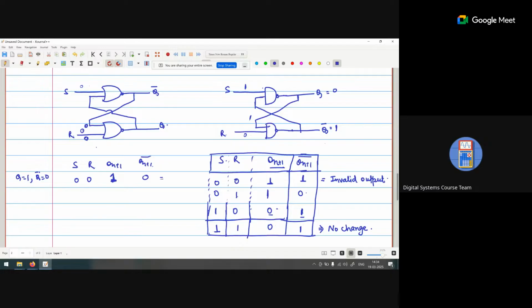Any doubt? No, sir. Okay. Now it is called the no change condition because we assume that Q is 1 and Q bar is 0. Now in the next state we are getting Qn plus 1 is 1 and Qn plus 1 bar is 0. So it is called the no change condition.